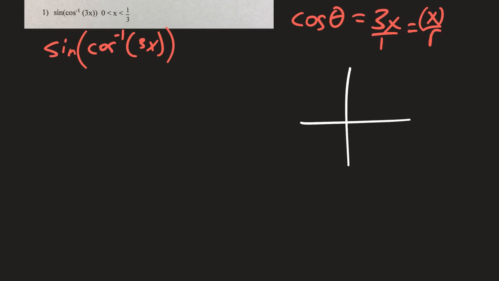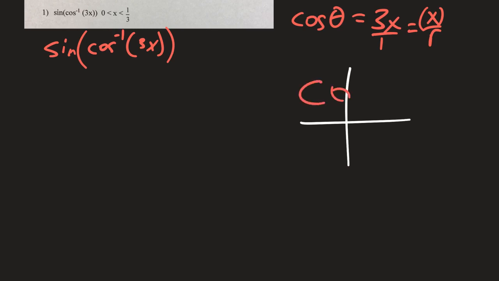So what am I saying? The cosine of this angle is equal to 3x, which means 3x over 1 is the same thing as x over r. Now this x is the side of the triangle, not the variable x, okay? So let's note our restrictions so we make sure we draw everything in the right spot. And let's go ahead and draw our triangle.